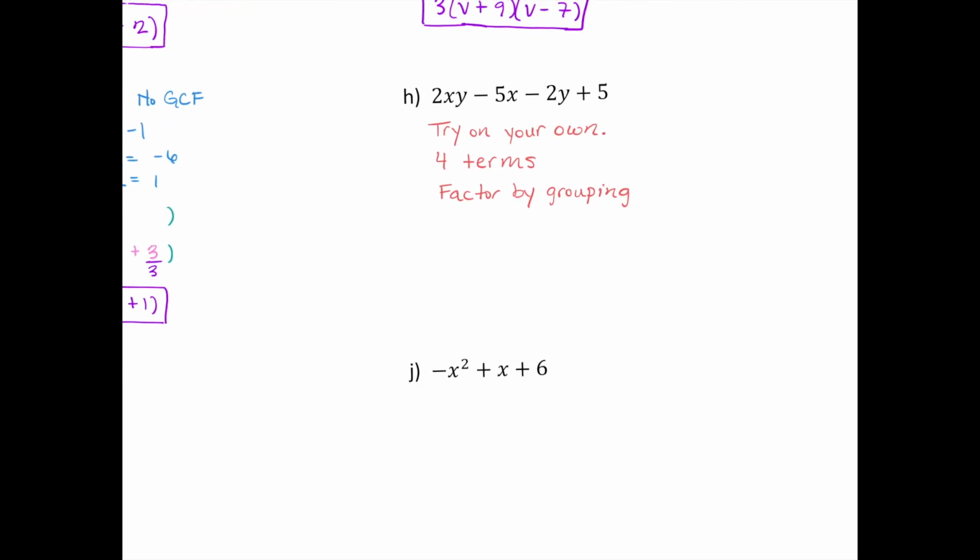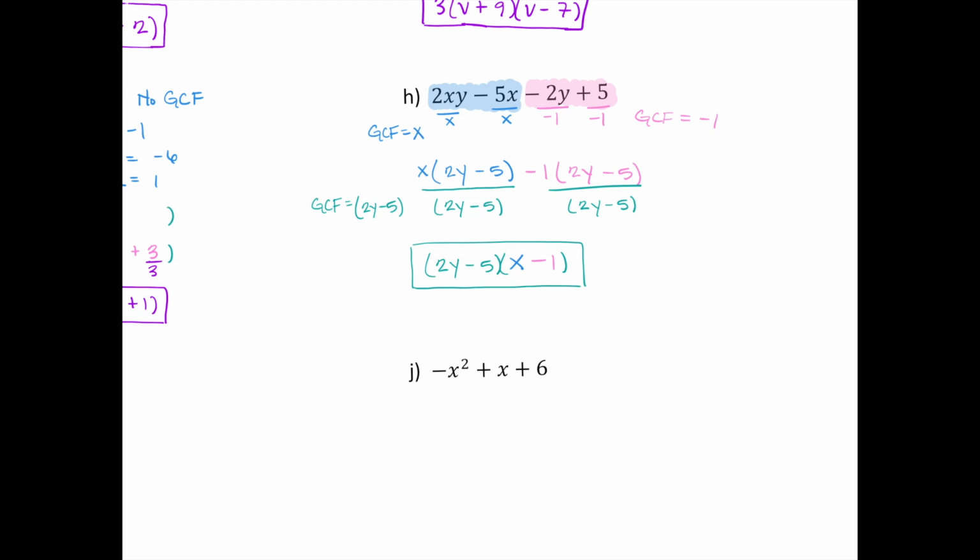For the next example, I want you to try this one on your own. Notice there are 1, 2, 3, 4 terms, so it's factor by grouping. Try on your own, come back to check your answer. Go ahead and pause the video now. And the answer is 2y minus 5 and x minus 1. If you didn't get that, make sure you come talk to me about it next time in class.